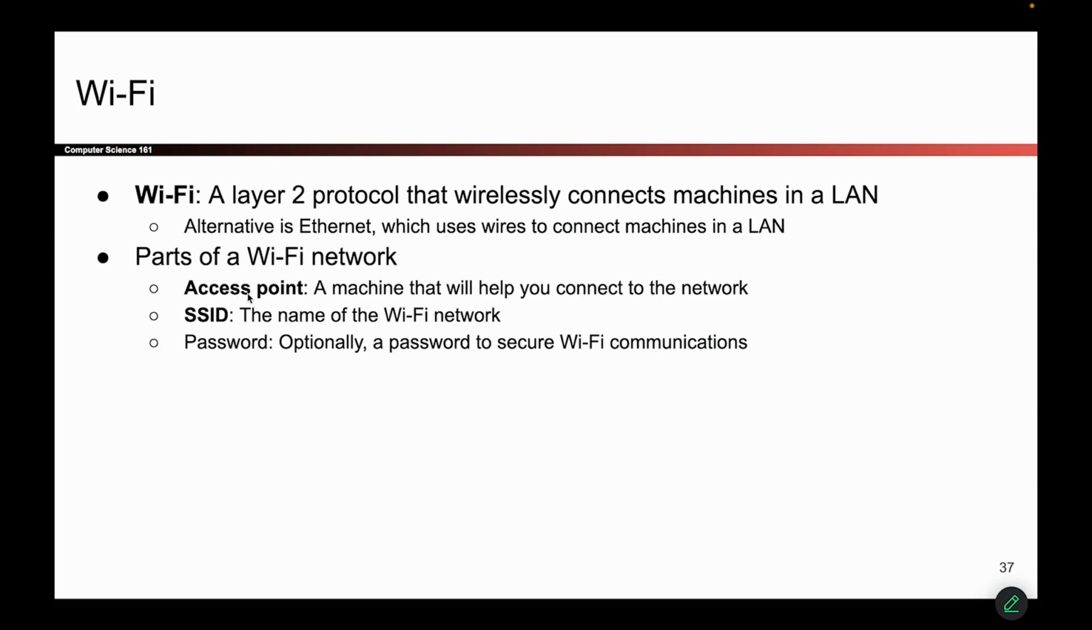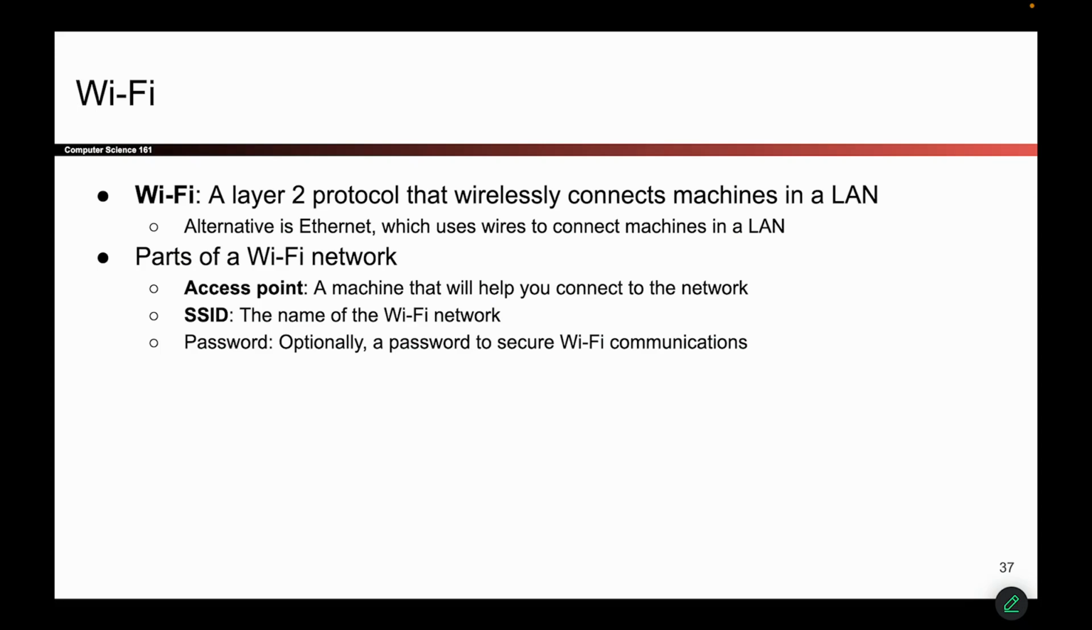One thing you have to install is an access point. This is a machine that sits on the network, and its entire purpose in life is to help people connect to the network. So if you want to join the network, you will talk to this access point, and they will somehow help you connect.